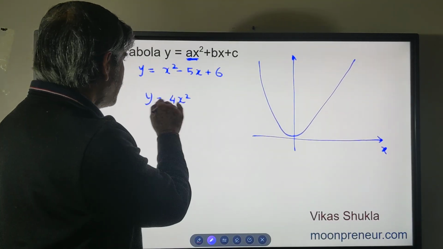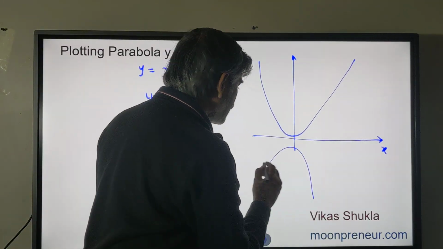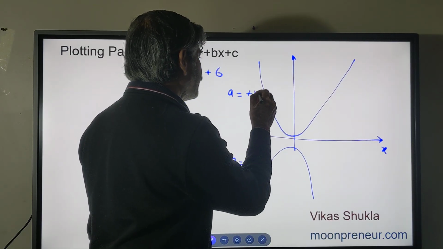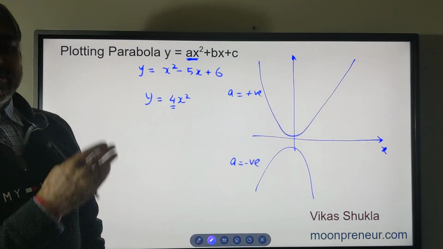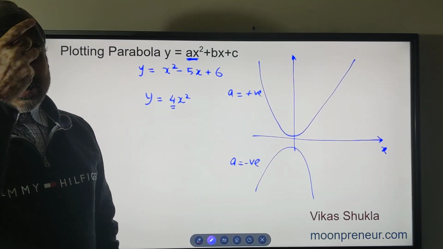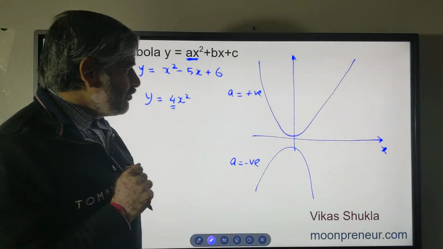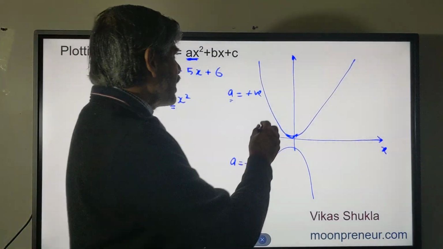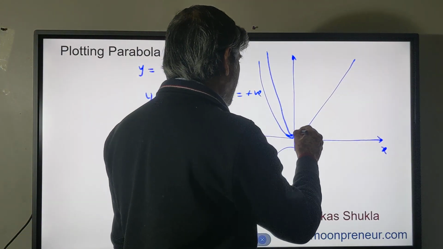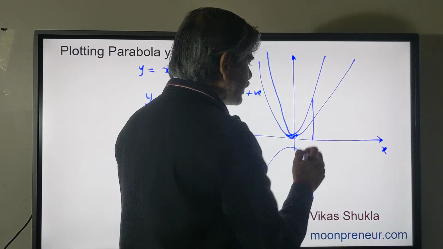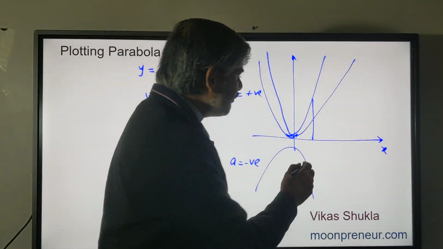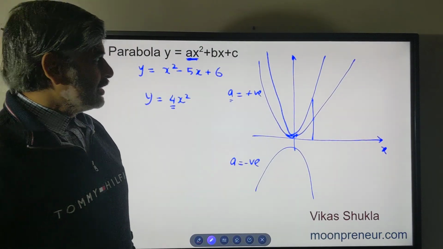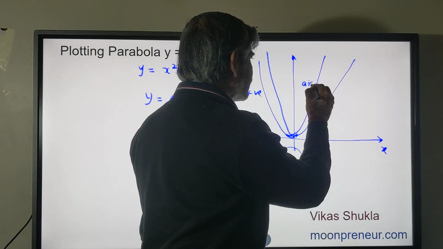In the same way, if A value is negative, then the parabola is downward. So A determines the shape of the parabola, whether it is upwards or downwards. The next thing you need to keep in mind is that for different values of A, a parabola is going to look like this, or a parabola is going to look like this. For a given value of x, this one will have a smaller value of y and this will have a larger value of y. This means that in this case, A is larger.